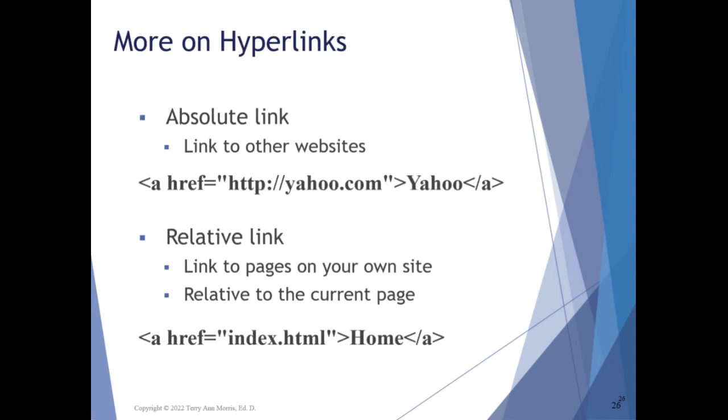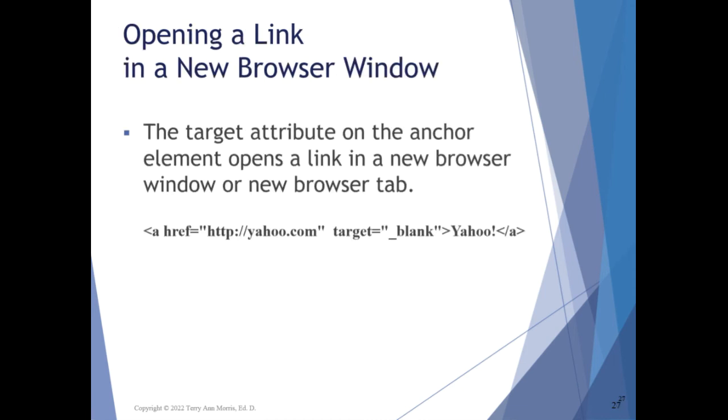More hyperlinks. Absolute links are links to other websites, such as the one on the slide. Relative links are links to pages on your own site, and they're also relative to the current page, such as the one on the slide. Opening a link in a new browser window: the target attribute on the anchor element opens a link in a new browser window or a new browser tab.